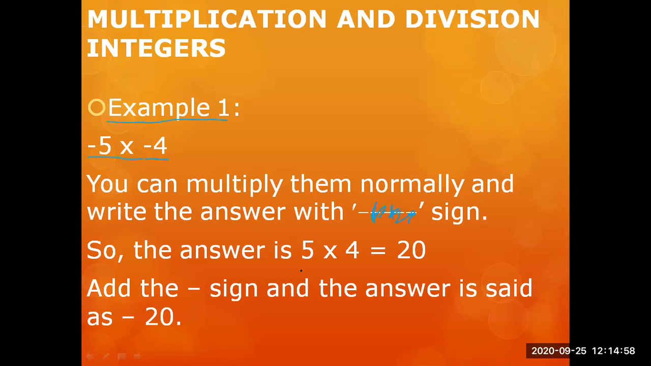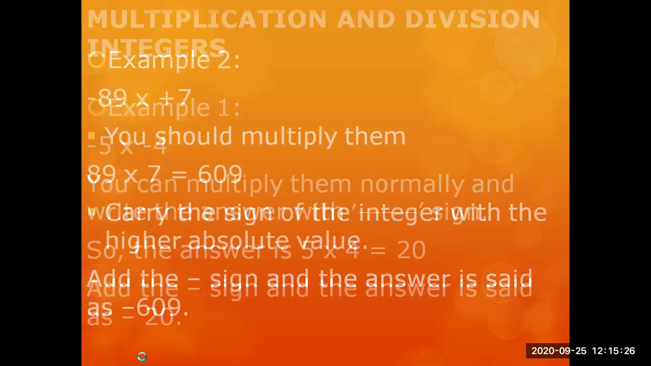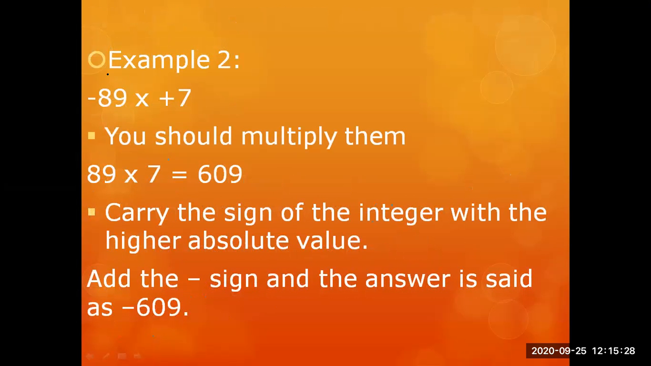So you need to multiply 5 multiplied by 4. So if you multiply 5 and 4, you will get 20. Now you need to add the minus sign to 20. And the answer is minus 20. Let's see another example.